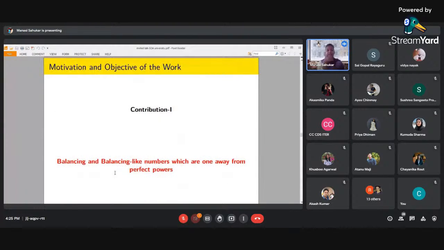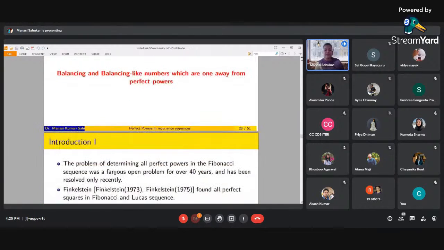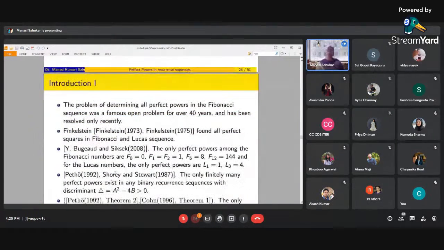I'm discussing my contribution in finding perfect squares in balancing and other recurrence sequences. So we'll discuss that. Before that, we have to find what perfect powers we already have in the famous sequences, like the Fibonacci sequence. The problem of finding all perfect squares in the Fibonacci sequence was a famous open problem for over 40 years and has been resolved only recently.